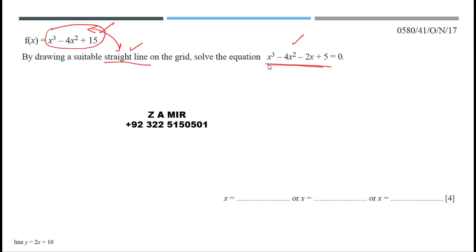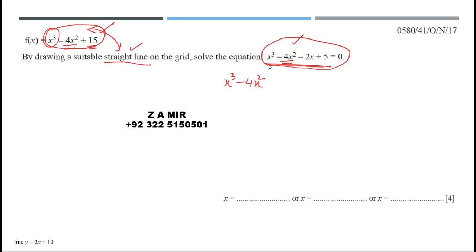So what's that straight line? We will find that straight line just by manipulating, just rearranging this cubic equation. So see how. This x cubed is already here. So let me write x cubed, then it is minus 4x squared. Yes, it is minus 4x squared.